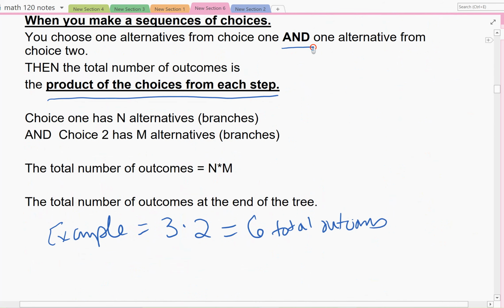All right, so again, the key word is and. And it's a sequence of choices. I have to do something in sequence. I'm flipping a coin once, and I'm flipping it again, and I'm flipping it a third time. I'm rolling a dice twice. I roll it once and twice, and I can do it a third time if I wanted to. I'm going to flip a coin and roll a dice. I'm doing 2 things.